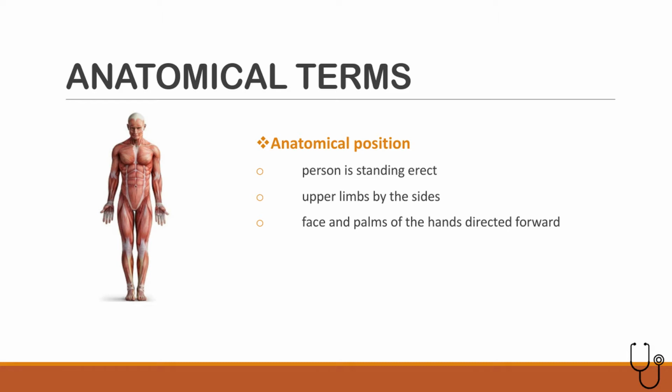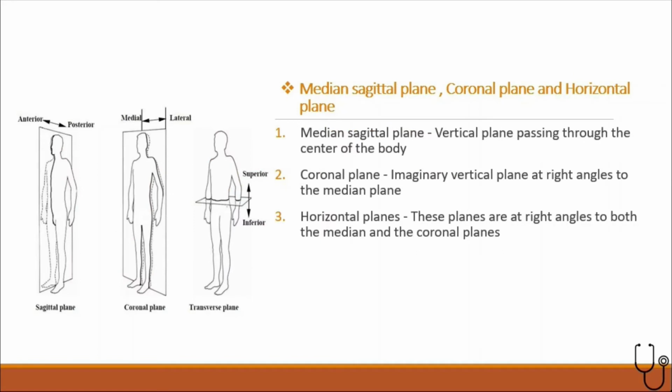Then we will look at the various imaginary planes in anatomy. There are three main planes in anatomy: the median sagittal plane, the coronal plane, and the horizontal plane. The median sagittal plane, you can see in this image, is a vertical plane that passes through the center of the body. It divides the body into right and left halves.